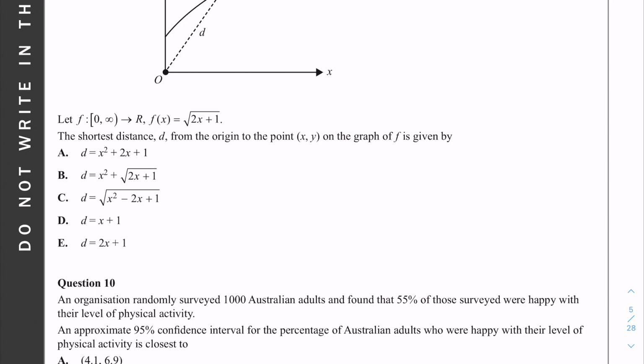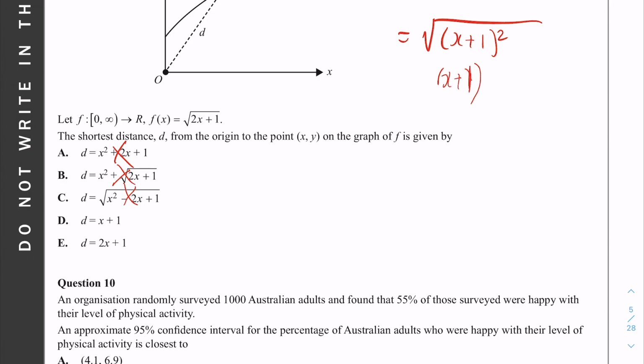Well, it's definitely not that, because it's the square root of that. It's not that because we have a plus. If we factorize that, we get x plus 1 squared. And from 0 to infinity, we only take the positive. So it's just x plus 1.